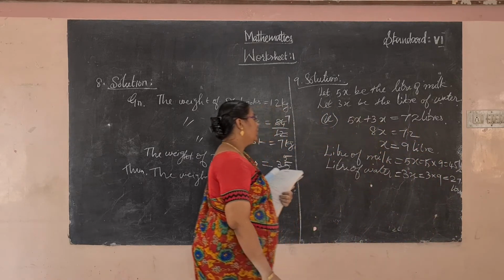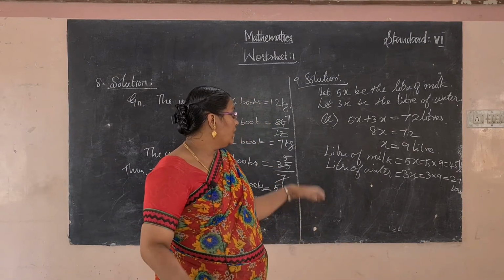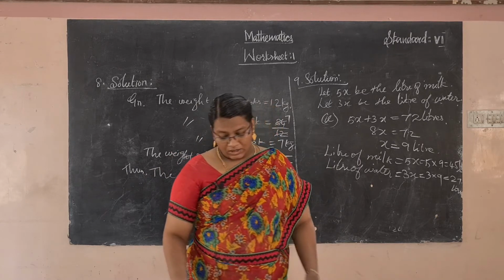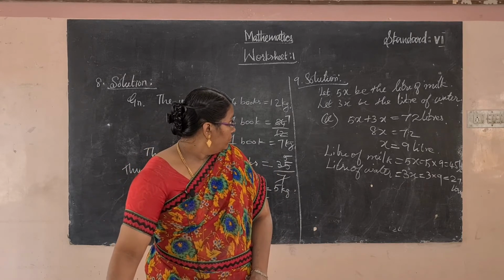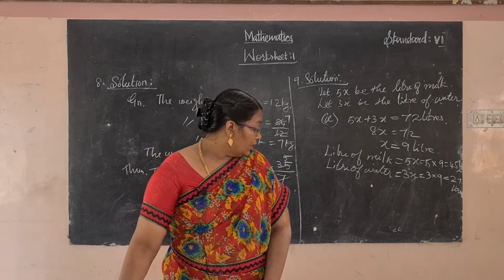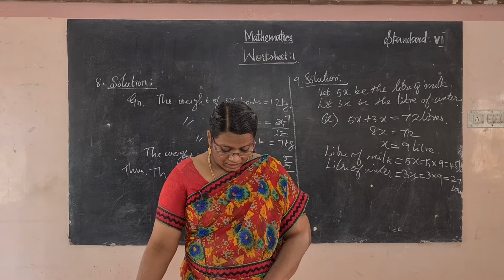Okay, so and then how many liters in milk? 45 liters, and water is 27 liters. Totally 72 liters. Okay, right. And next one, 10th problem.